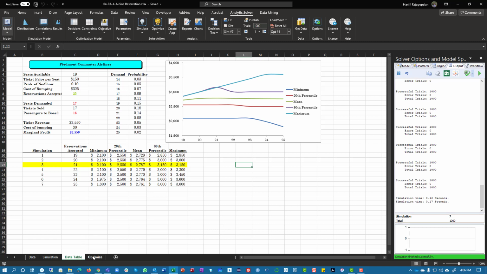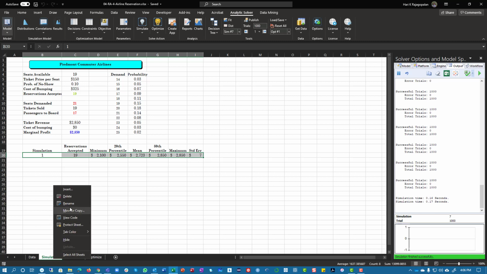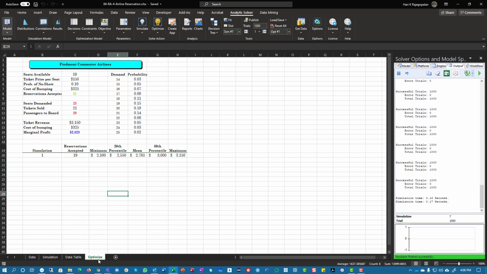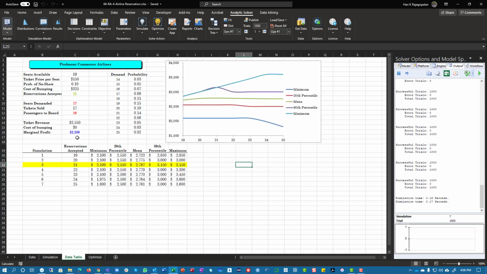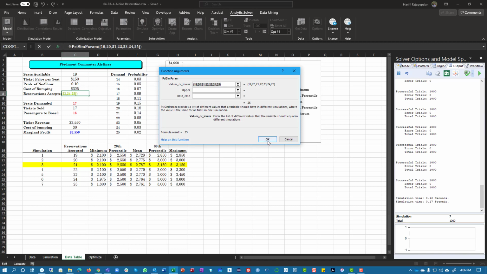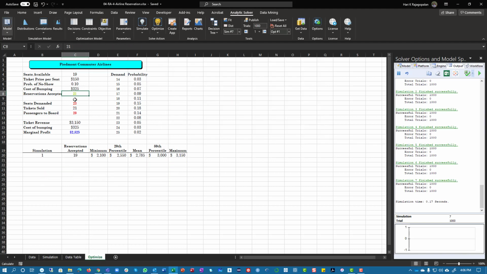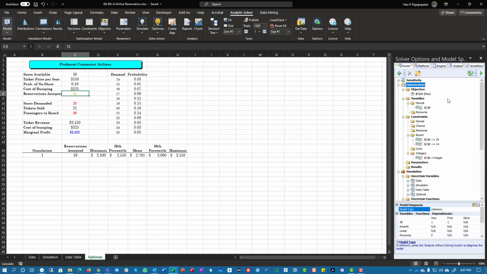So remember, when you want to optimize, don't copy the data table. Go back to your original simulation, copy this, and create the optimizer, because this should no longer be a formula. You cannot have PSI SimParam. Here, you're just going to have to put the value again. So you just copy the simulation, and under the optimizer, you are going to maximize your average.